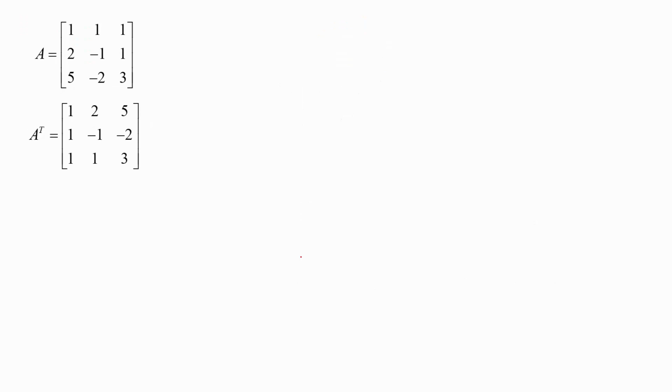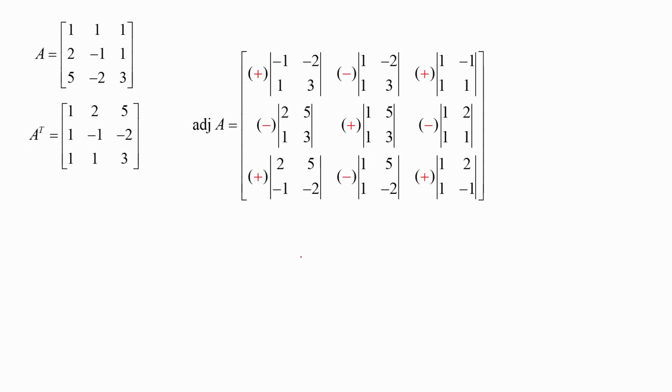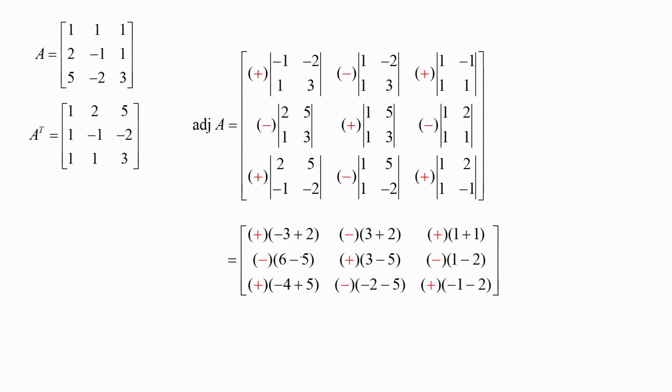Next step, work out the transpose of matrix A. Now remember, that means interchange rows with columns, and that's what you get. And then using the transpose matrix, work out the cofactors. And that's the start of it, by replacing each position of the transpose matrix with its cofactor. And then when we work out each expression, that's what we get.